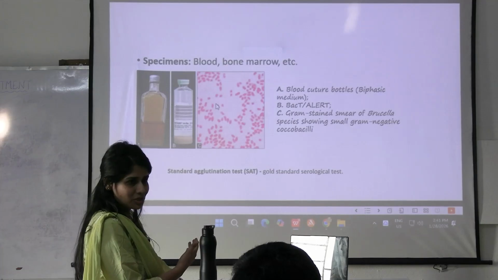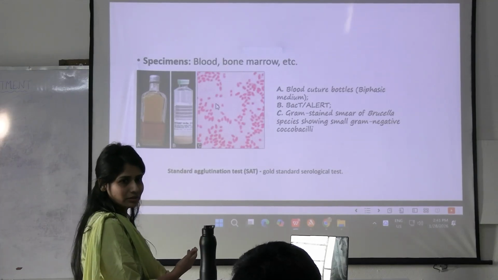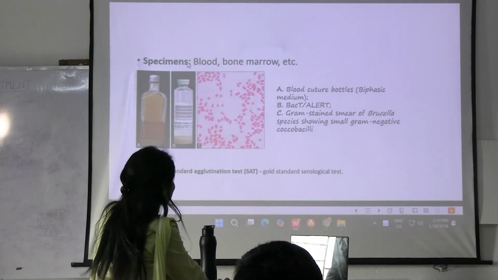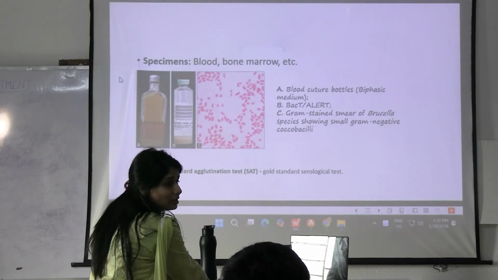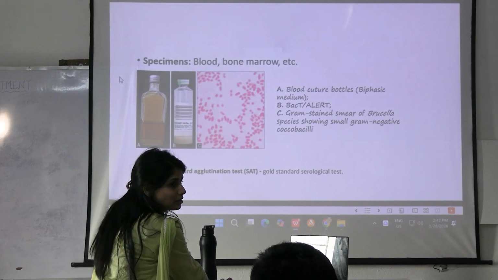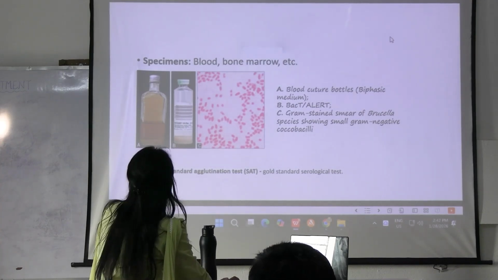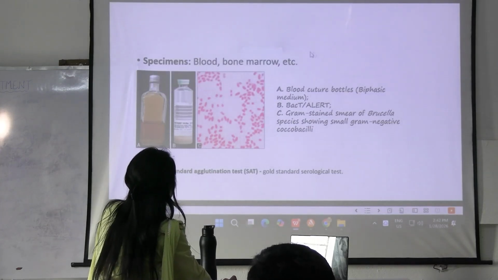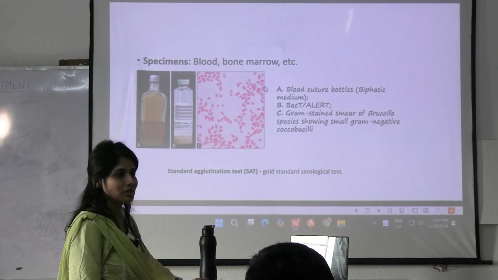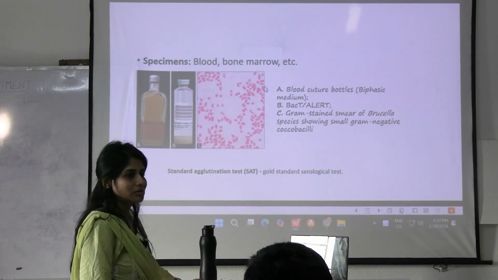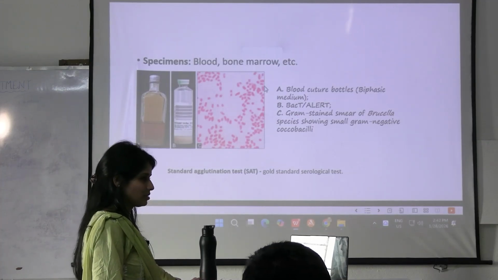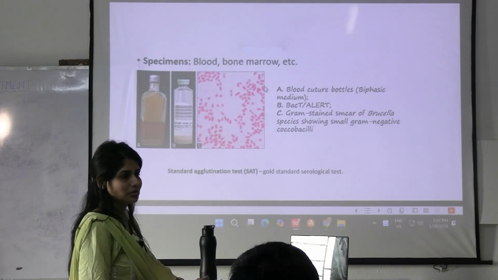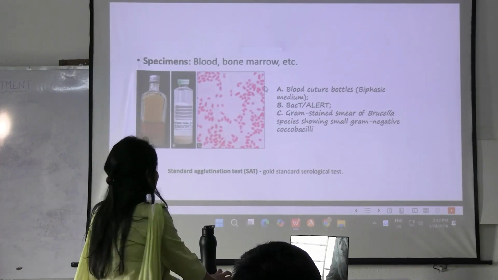This is how the Brucella species look. Gram-negative coccobacilli. Okay. This is from the culture. We have made the smear and we have Gram stained it. So it's looking like Gram-negative coccobacilli. But what is the test of investigation here? The gold standard serological test that we use is the standard agglutination test. What was it in scrub typhus? Immunofluorescence test. Okay.